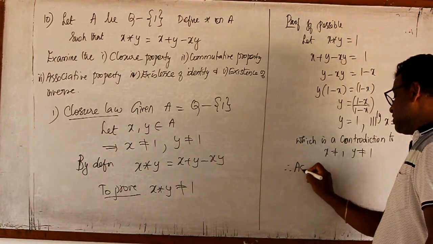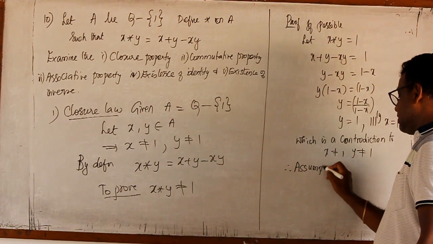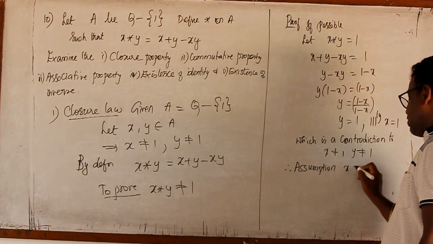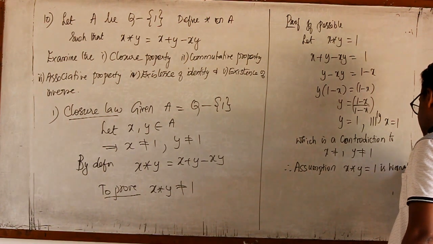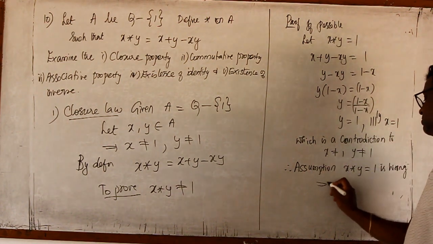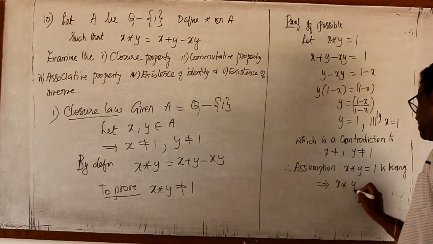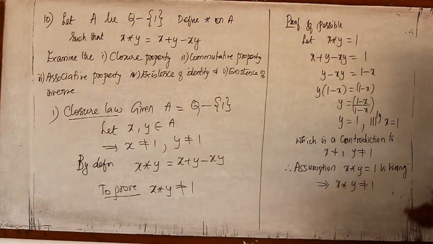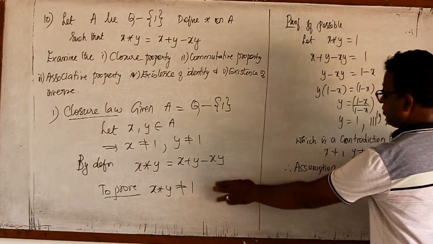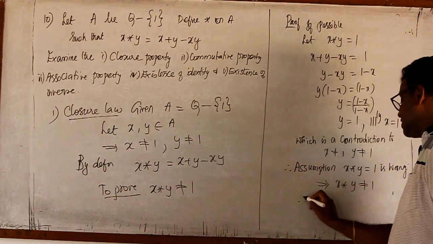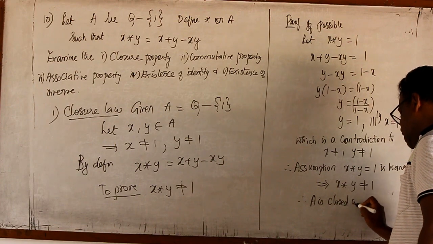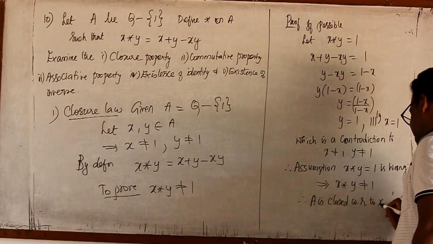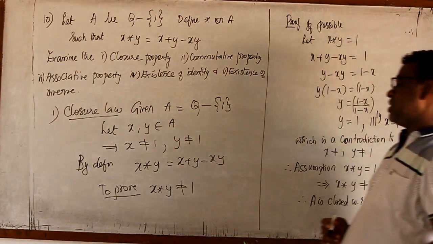Therefore, what is the assumption? X star y equal to 1 is wrong. That means what is correct? Then this implies x star y must be not equal to 1 now. So if it is proved x star y is not equal to 1, that means A is closed with respect to the binary operation star. So this is called the closure law.